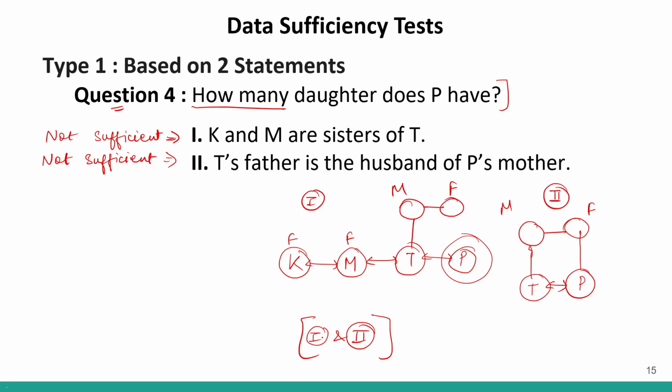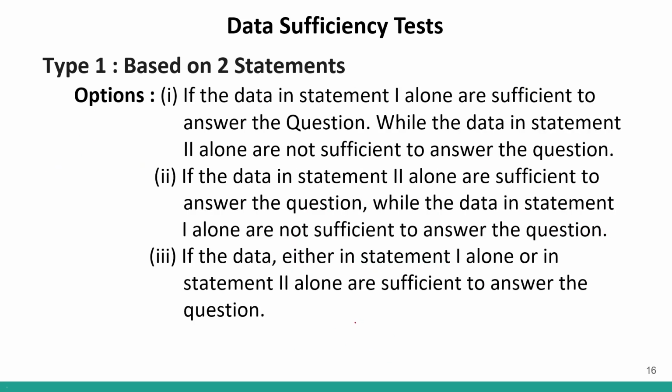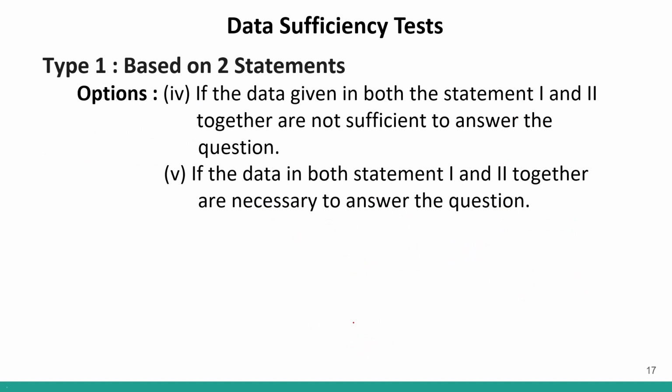So my option will be that even both the statements 1 and 2 together are not sufficient to answer the question. So if I look at the options, I can say that option number 4, that the data given in both statements 1 and 2 together are not sufficient to answer the question, will be the correct answer. Clear?